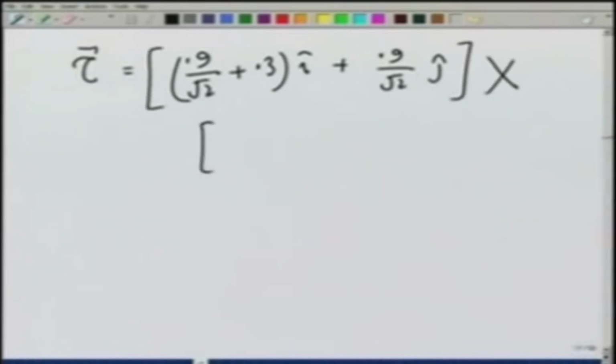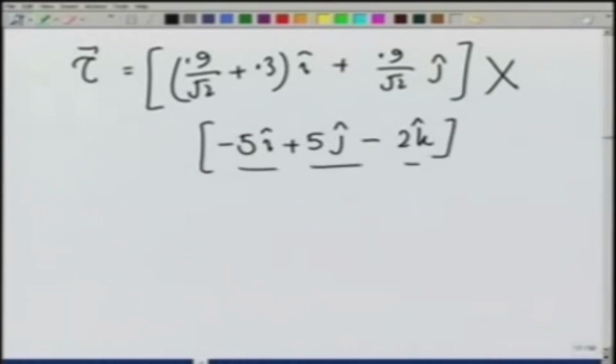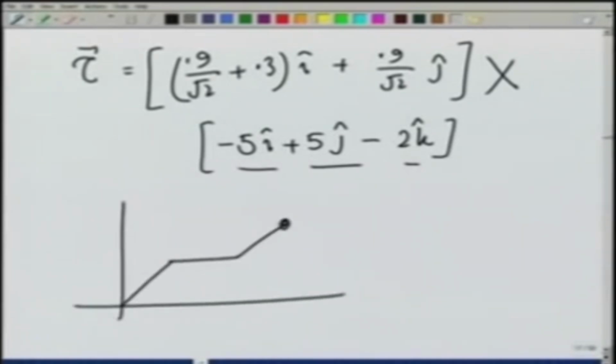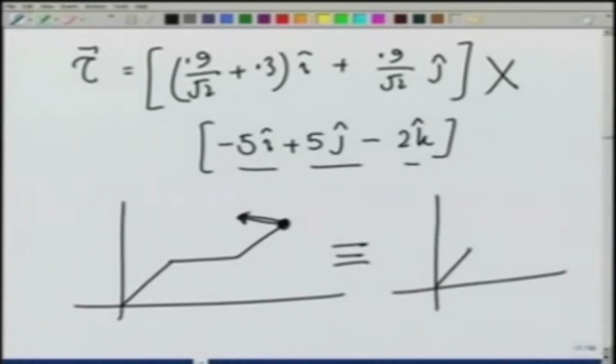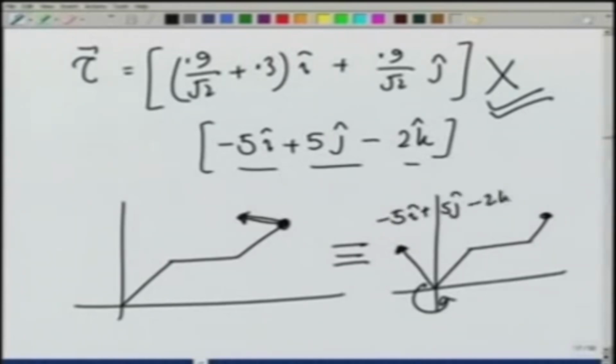cross the force, minus 5 I plus 5 j minus 2 k. I leave this as an exercise for you to calculate this torque, but once you calculate this torque, what you would find is this gear handle on which this force was being applied, this force system on this is equivalent to, on the same gear handle, as if we are applying a torque here of the amount calculated here and a force, the original force, which is minus 5I plus 5J minus 2K.